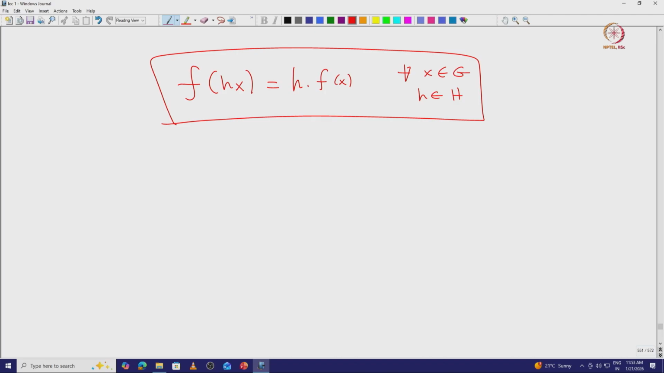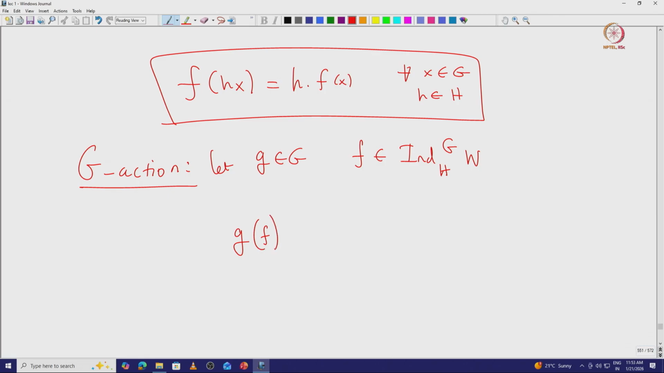So, now I am going to define the action of G on this induction space. So, let us define this action. The G action is defined as follows. You take g in G and f in this induction space. Then g of f, which is again a function from G to W, is defined as follows: take g of f, apply it on some x. It is given by the right translation, so you look at f of x g. That is the value it takes when you apply g of f at x, and this is how you define it for all x in G. So, basically here we are looking at the right translation.